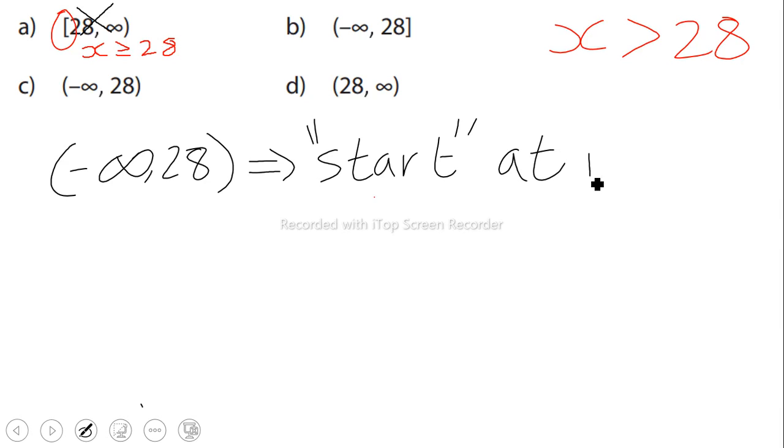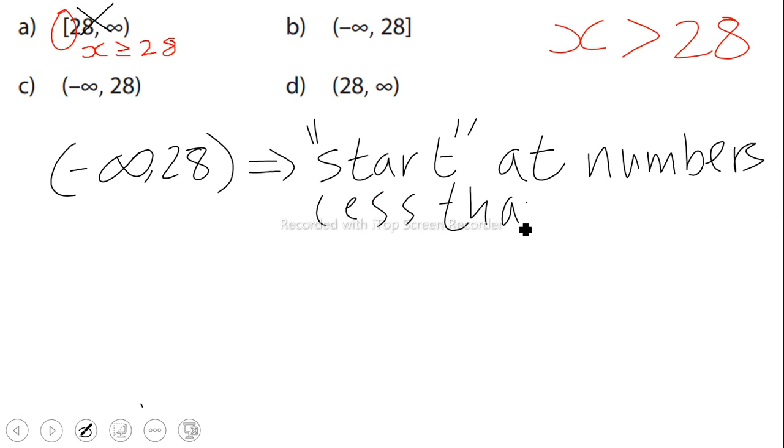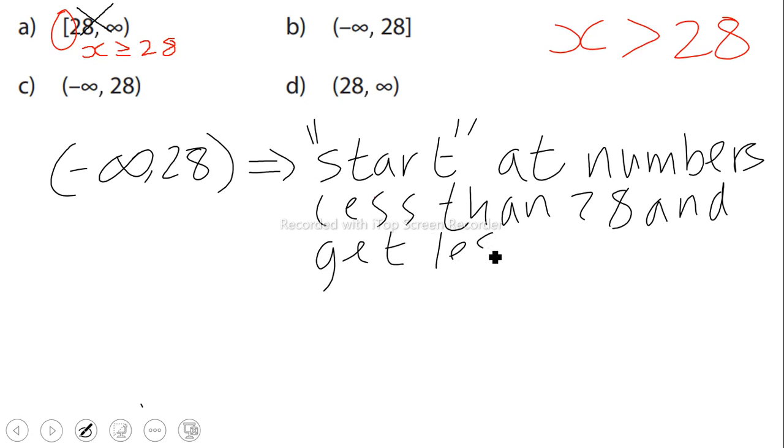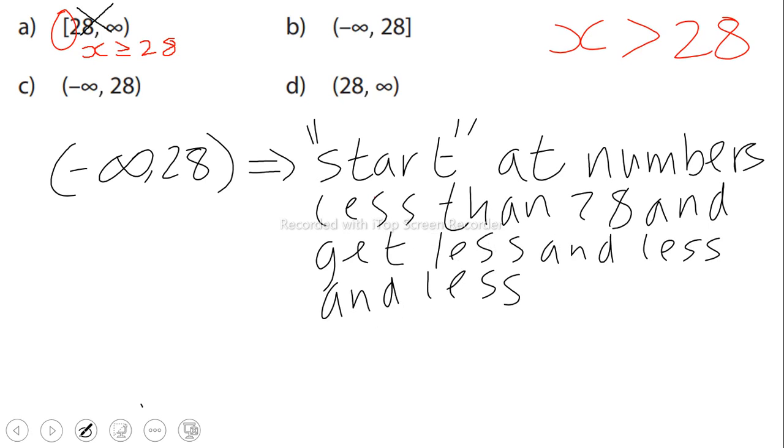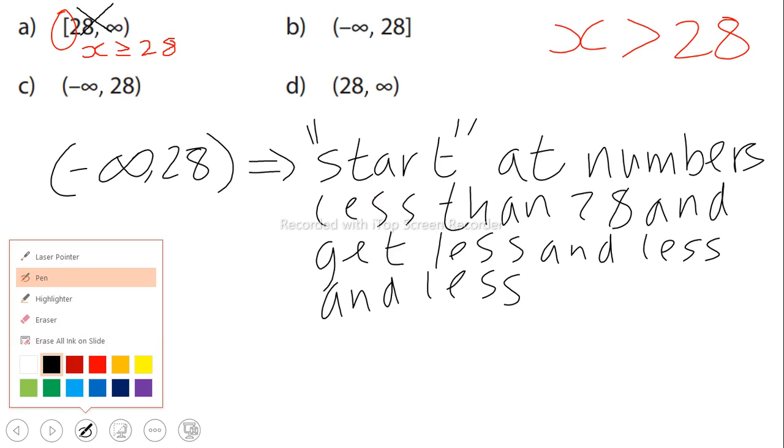We can say start at numbers less than 28 and get less and less and less. So start at numbers less than 28 and get less and less. Okay, so how would we represent that in graphical form?